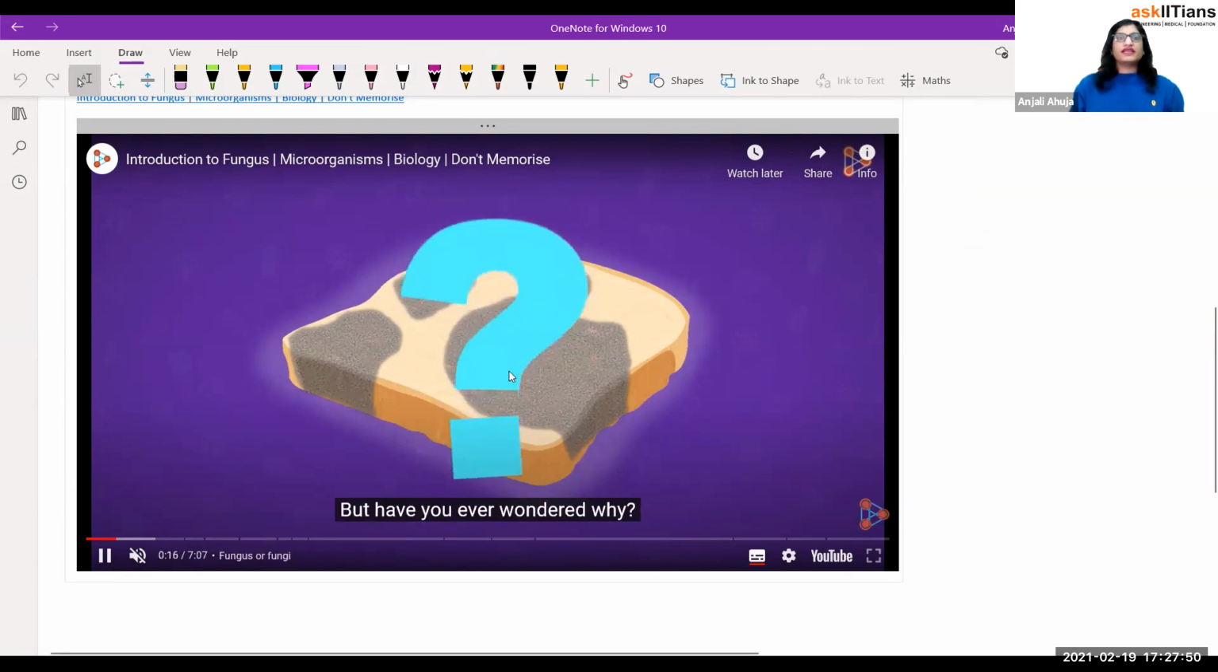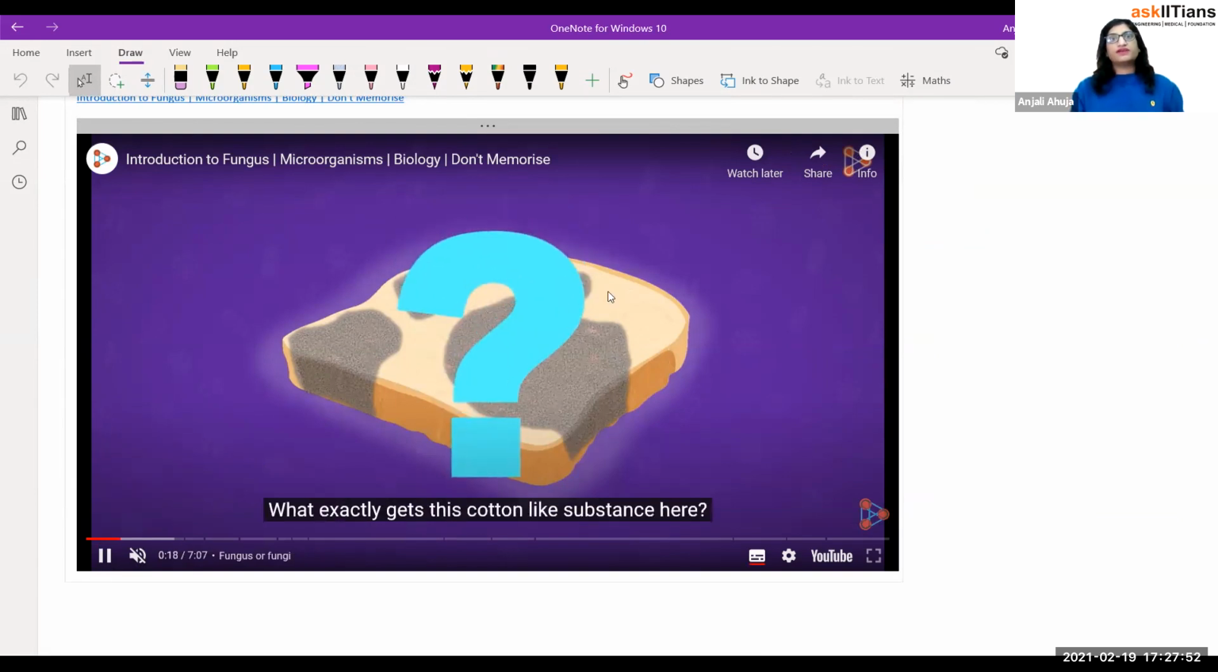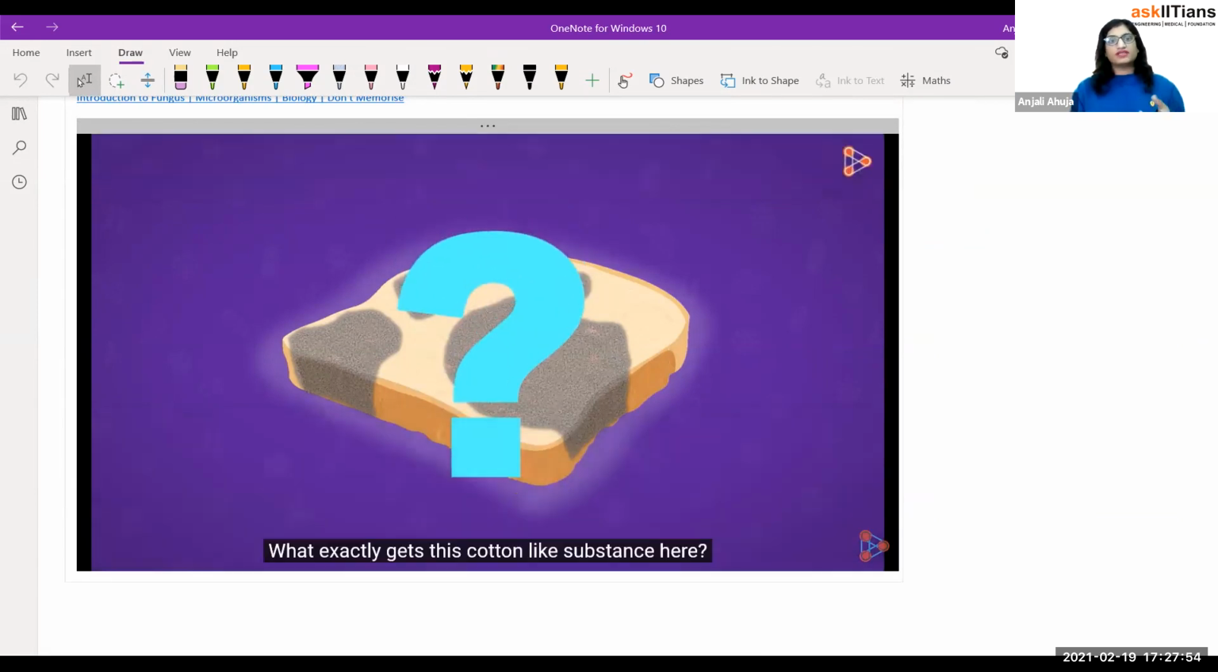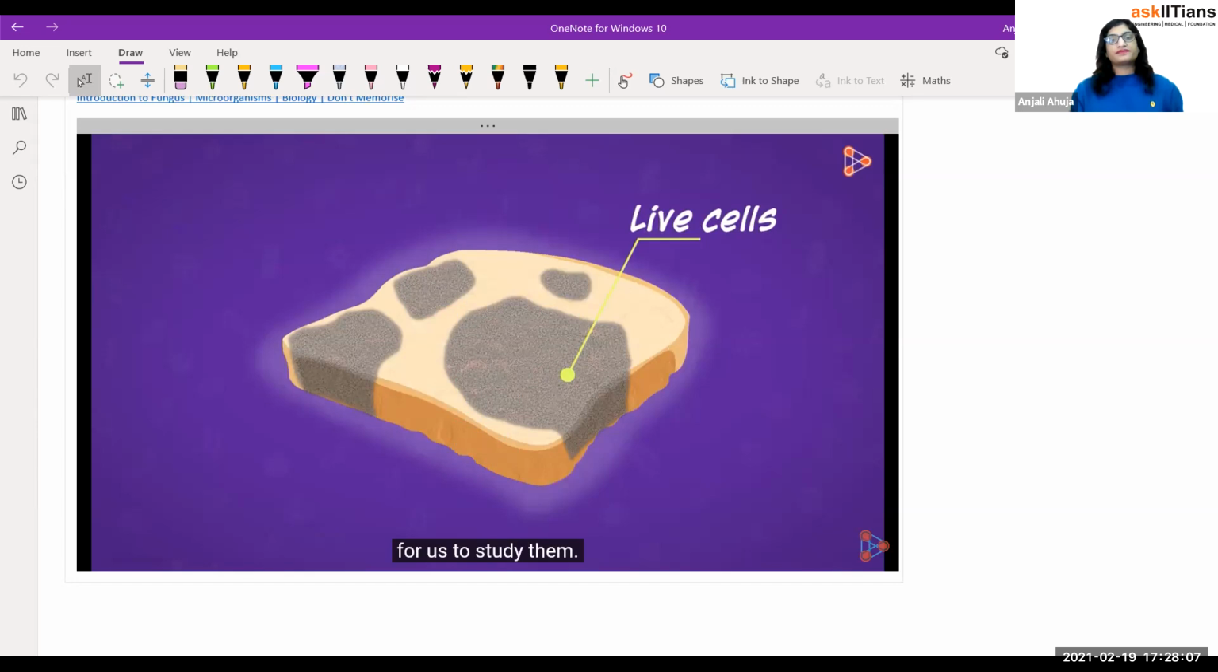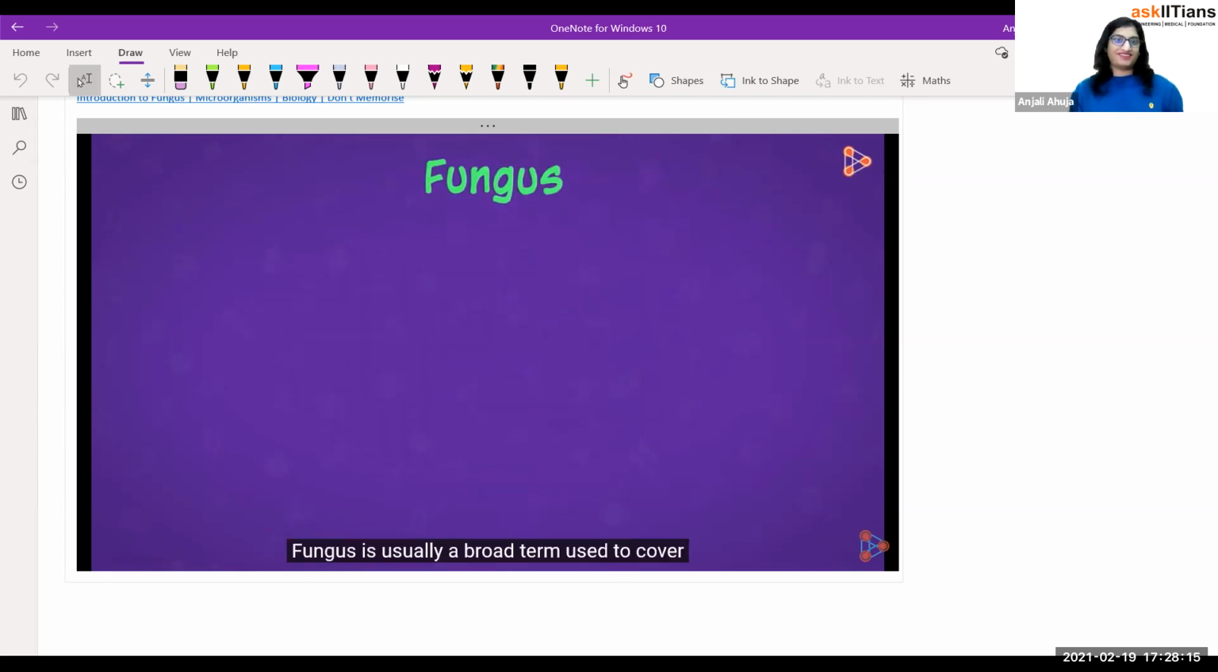So when they are giving that moisture is the reason that bread mold is having a little mold on it, that's fungus. What exactly is the cotton-like structure made up of? Well, the cotton-like structure is nothing but these living cells, which is fungus. This person is telling it in a very dramatic way. Obviously, yes, I'm referring to the fungi.